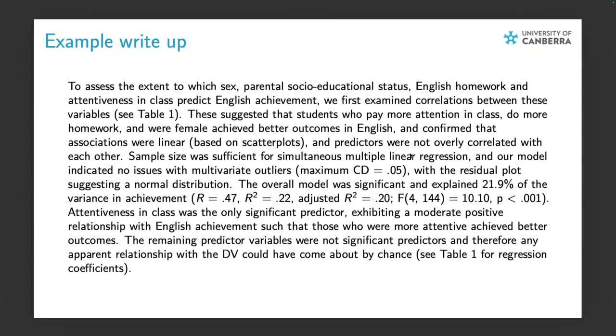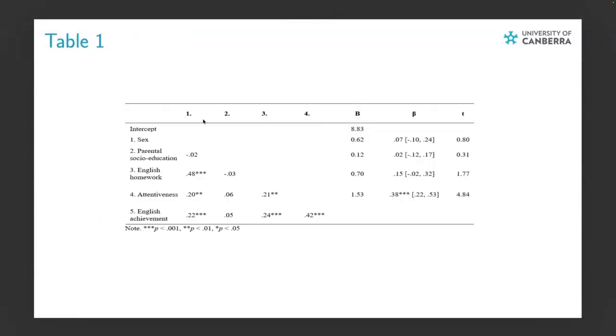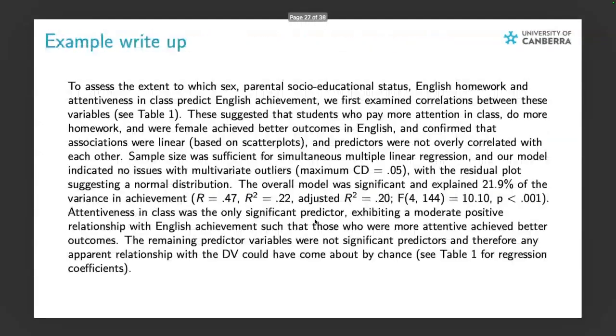To assess the extent to which sex, parental socioeducation status, English homework, and attentiveness in class predict English achievement, we first examined correlations between these variables. You did, we were a team, but I've put them here for you in this table. So here's what your correlation should have looked like. And so they suggest that students who pay more attention in class, do more homework, and were female achieve better outcomes in English, and confirm that associations were linear based on scatter plots and predictors were not overly correlated with each other.